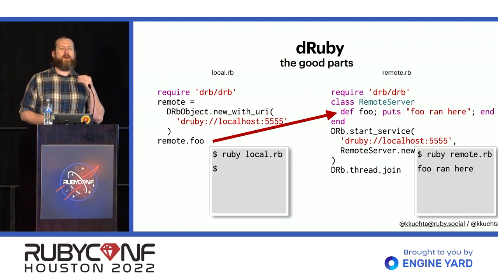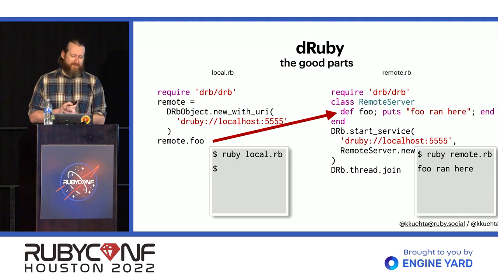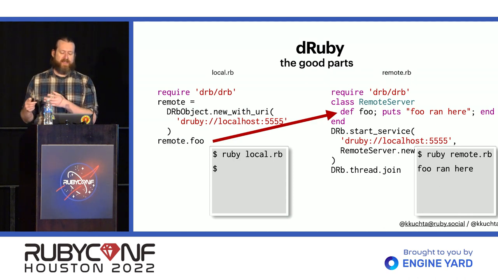But all right, that's how you're supposed to use Ruby. And it kind of sucks. I mean, we have to explicitly set up this foo method on the remote side. Any method you want to call has to be previously set up on the remote side before you can use it on the local side. And that's not what we want.